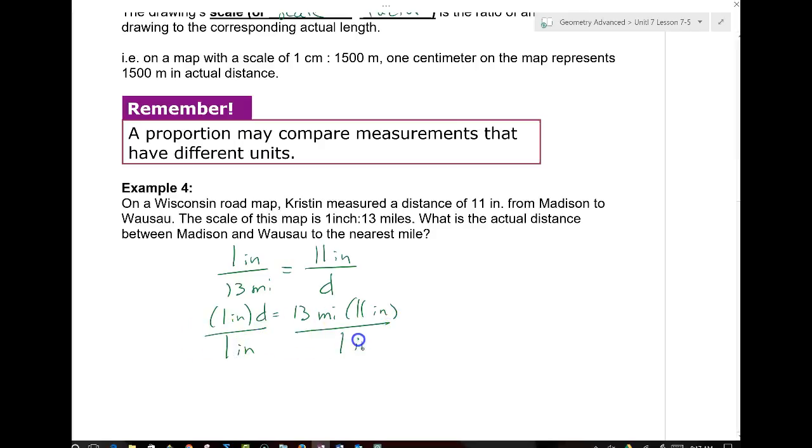Now, why did I keep the labels in? So you know what your label is going to be in the answer at the end. Because look here, what happens to my inches? They simplify out, correct? My labels can even go away. And if that's the case, my distance is just 13 times 11. Someone double check me. Is that 143? Okay. So it's 143 miles is the distance between Madison and Wausau, Wisconsin. Good stuff.